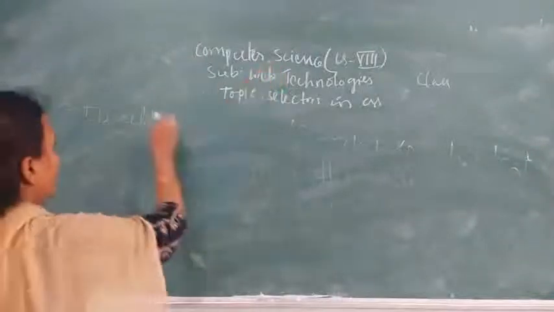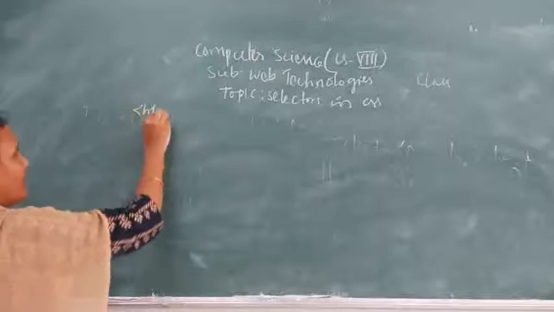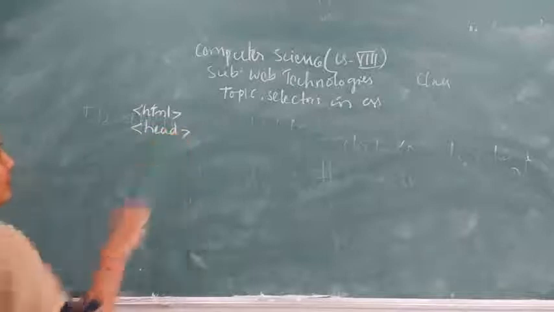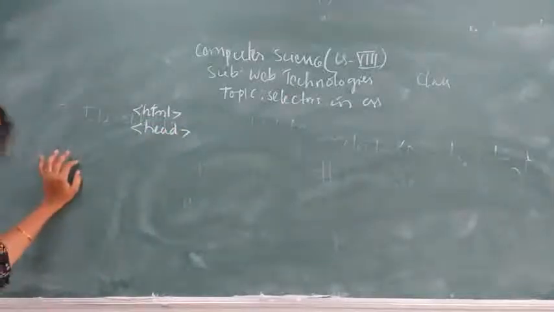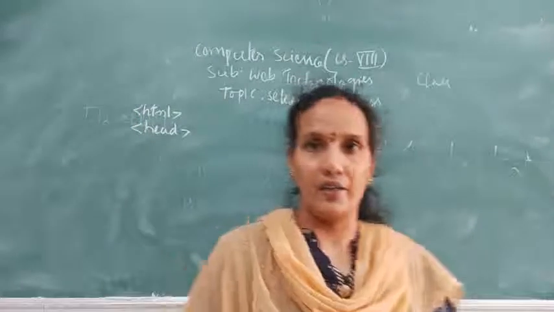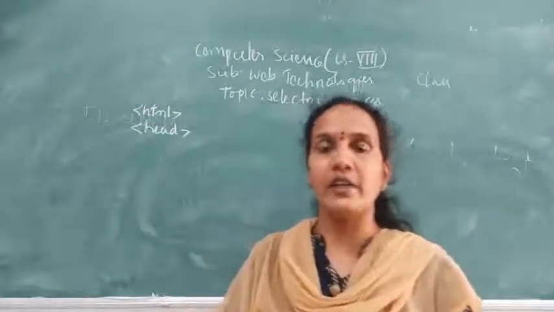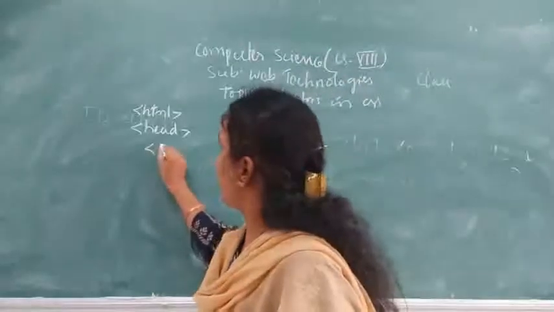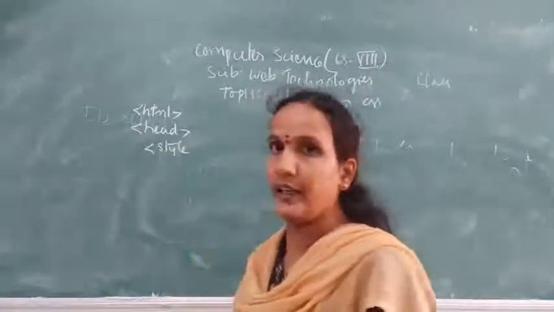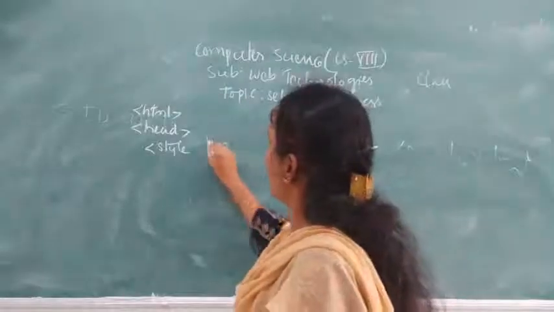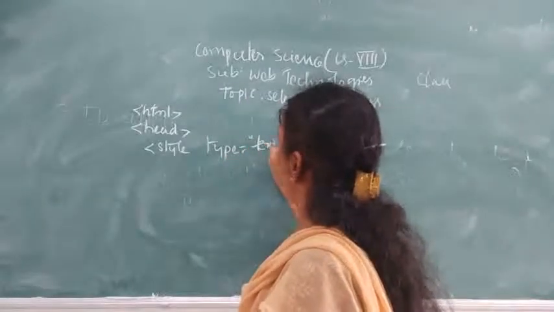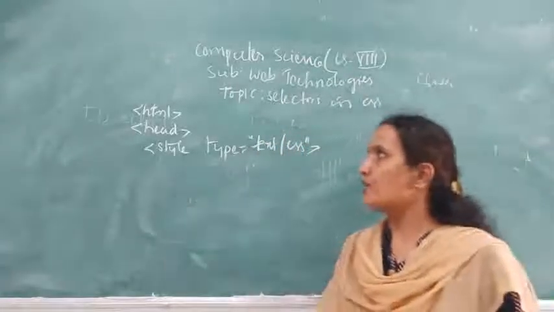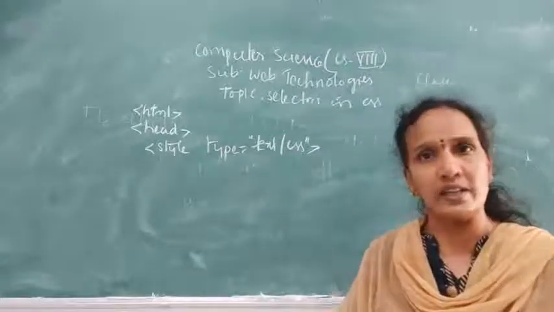Now we first start with HTML, the structural tag HTML. Next, the head section. Because it is an embedded style sheet, we give the style information inside the HTML. If it is an embedded style sheet, then we give the style information inside the head section. So here it is the head tag. Inside the head tag I will give the style tag: style type equals text/css. What is the use of the style tag? Using the style tag you can include CSS code inside the HTML.